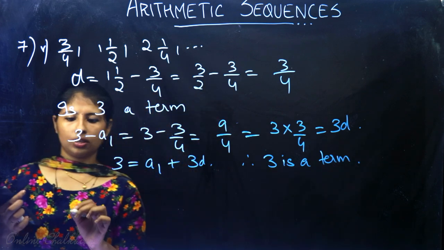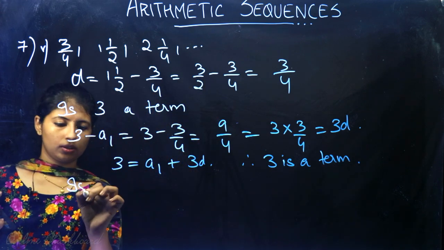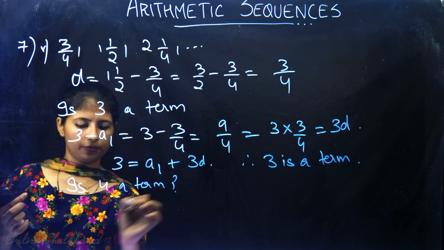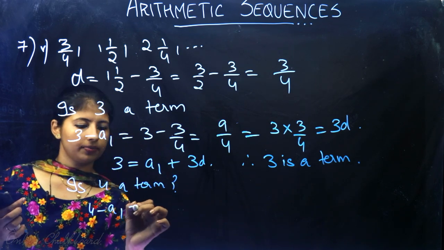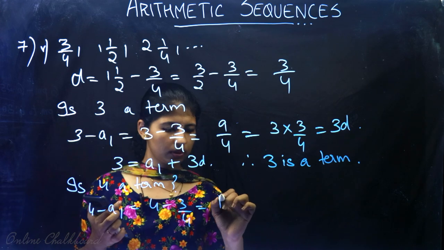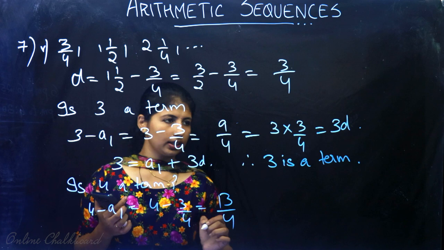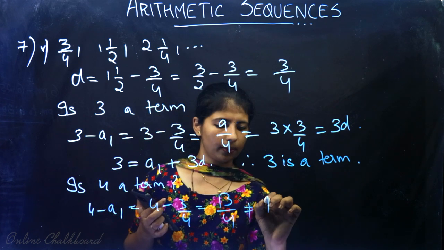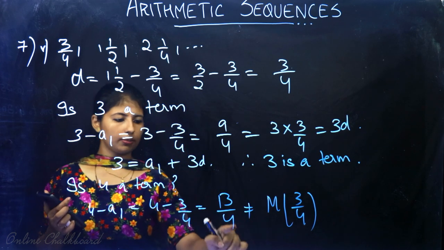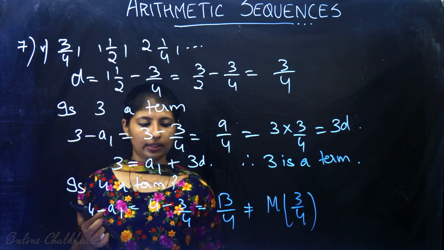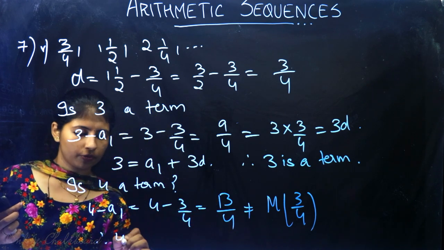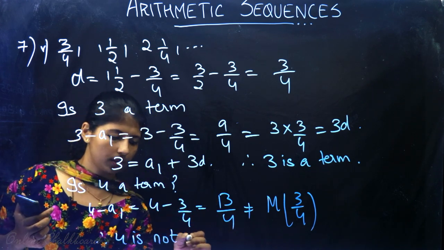Now, is 4 a term? Is 4 a term? 4 minus the first term, 4 minus 3 by 4, is 13 by 4. 13 by 4 is not a multiple of 3 by 4. Okay, 13 by 4 is not 3 by 4 into any number. Therefore, 4 is not a term of the sequence.